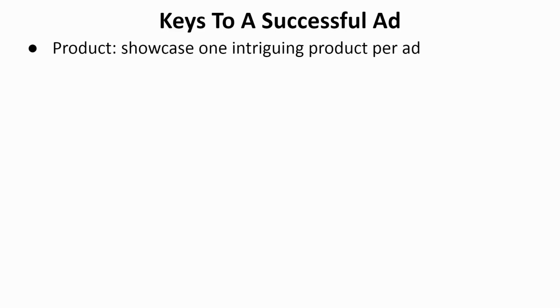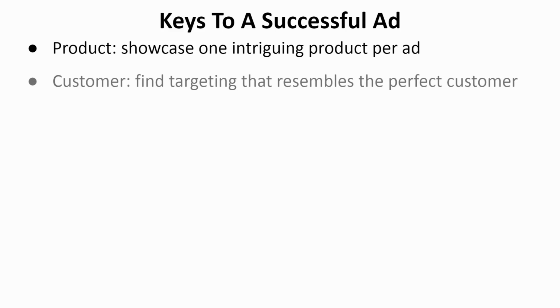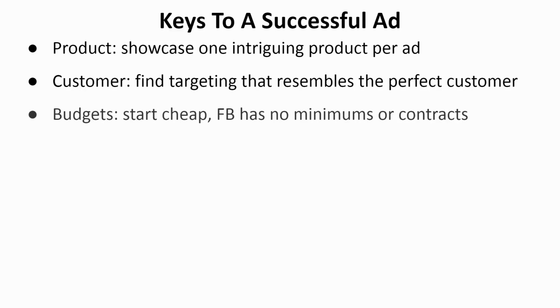So, some of the keys to a successful ad. Product, obviously. You want to showcase one intriguing product per ad. We're not going to showcase the entire catalog or 10 different products. We're going to showcase one product per ad. Customer, this is the most important thing. We need to find the targeting and test the targeting that we think best matches a quote-unquote perfect customer. We always want to find the most ideal customer, and we know that they exist on Facebook and Instagram because of the size of the audience and the number of users that those networks have.